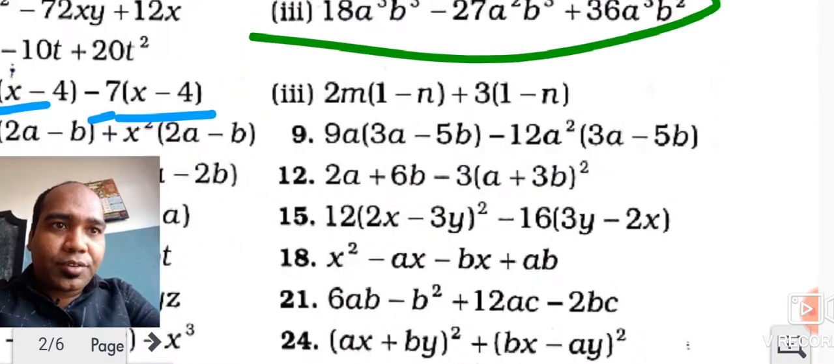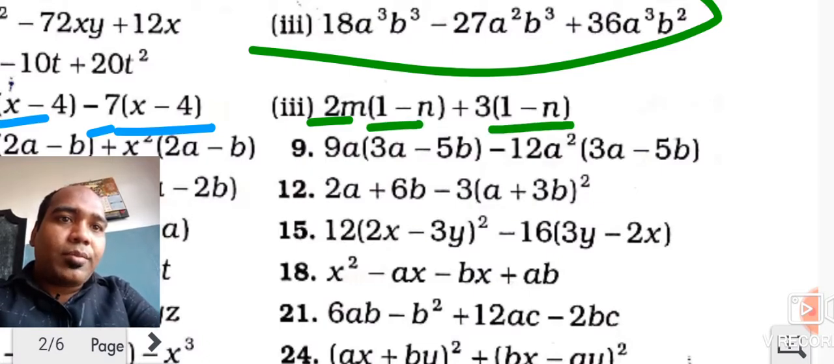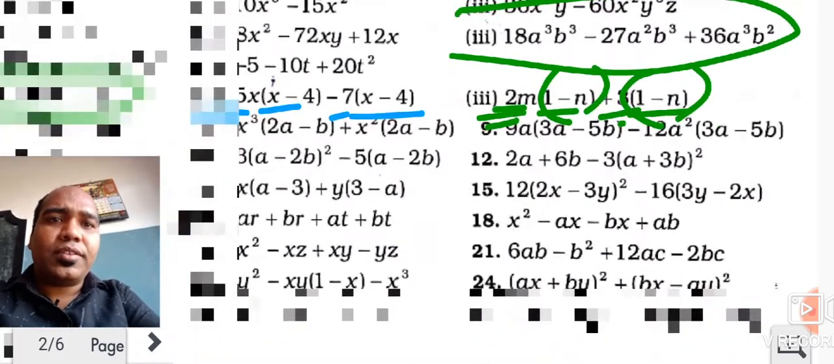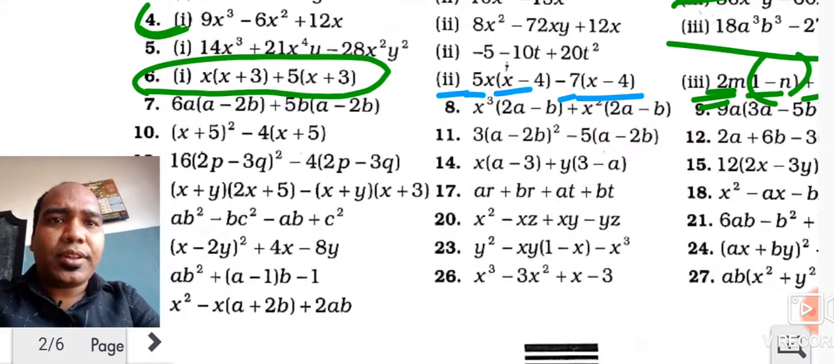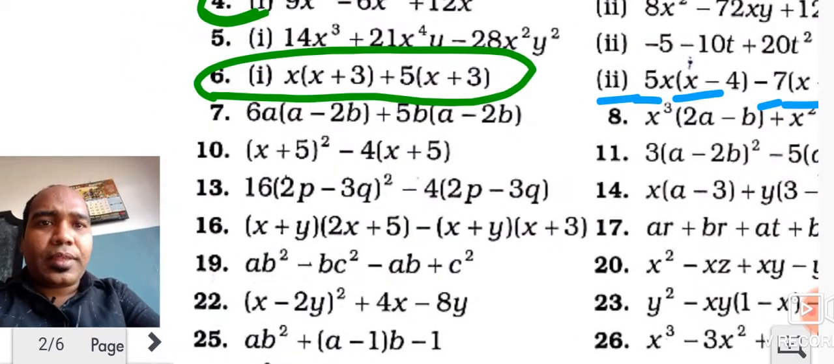Now, come to another type of question. This question, just pay attention here: 2m into 1 minus n and 3 into 1 minus n. Again 1 minus n you will take common, and which parts are left? 2m and 3. Very easy. In the same pattern it is given. Now look at this question, question number 10.